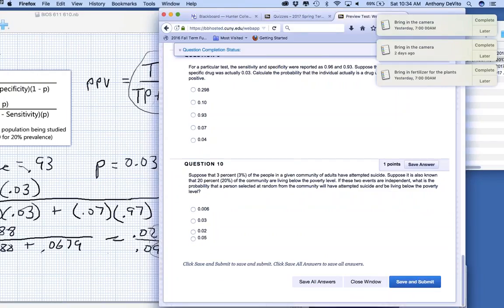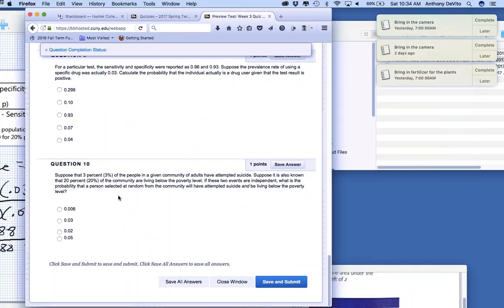Let's take a look at this last question. Suppose 3% of the population in a given community of adults have attempted suicide. Suppose it is known that 20% of the community are living below the poverty line. These two events are independent. What is the probability that a person selected at random from the community will have attempted suicide and be living below the poverty line? So I'm going to leave that up to you.